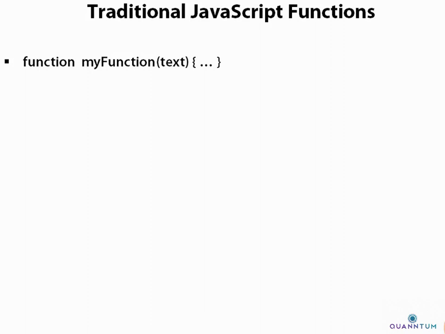From the very early days of web development, we've been able to define reusable blocks of code as functions in JavaScript. Functions can be defined in many ways. Traditionally, you'll see a line like this to define a function. It's the most common way that new web coders define their functions.